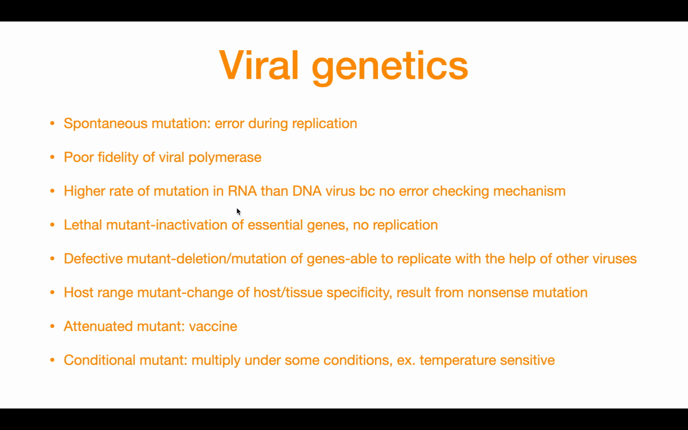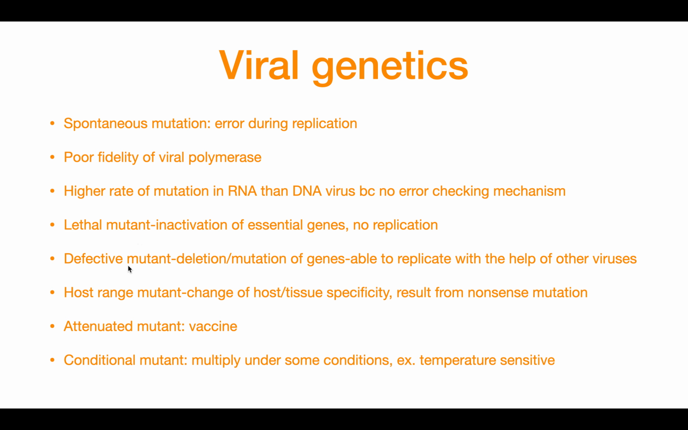There's a higher rate of mutation in the RNA than the DNA viruses because there is no error checking mechanism. There is somewhat of an error checking mechanism for a DNA virus, but it's nowhere near as good as a human's. Because of that, there's a bunch of mutations that can occur. A lethal mutant is the inactivation of the essential genes. There are no virions replicated, which might be because of a genetic defect or the virus has infected the wrong cell. By that I mean one of those cells that are non-permissive, they don't replicate.